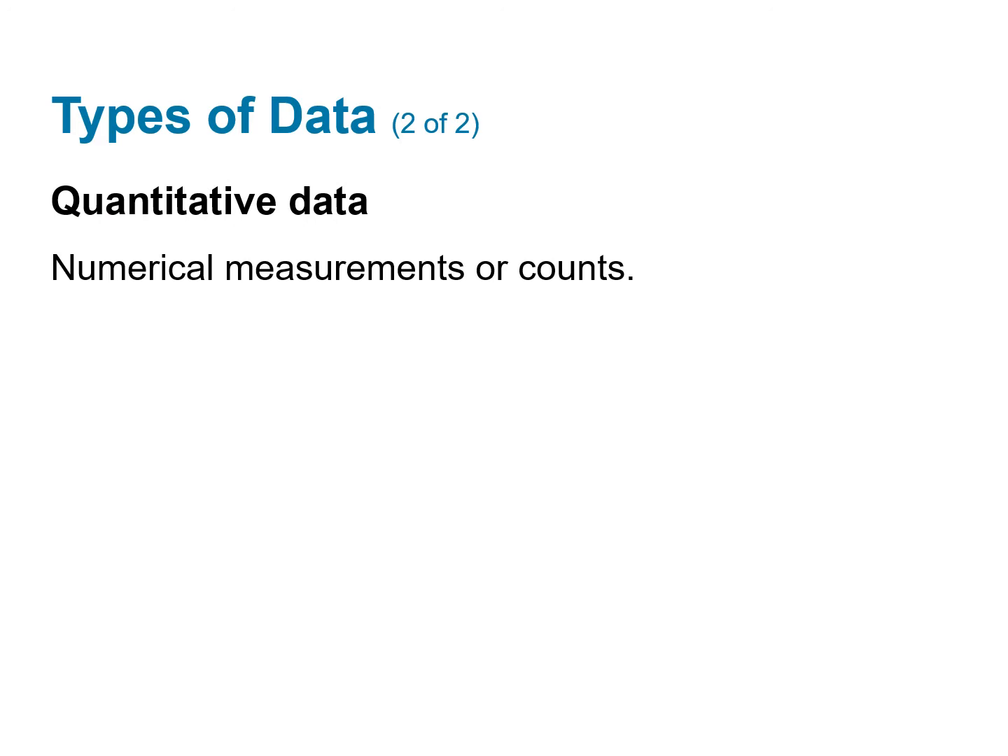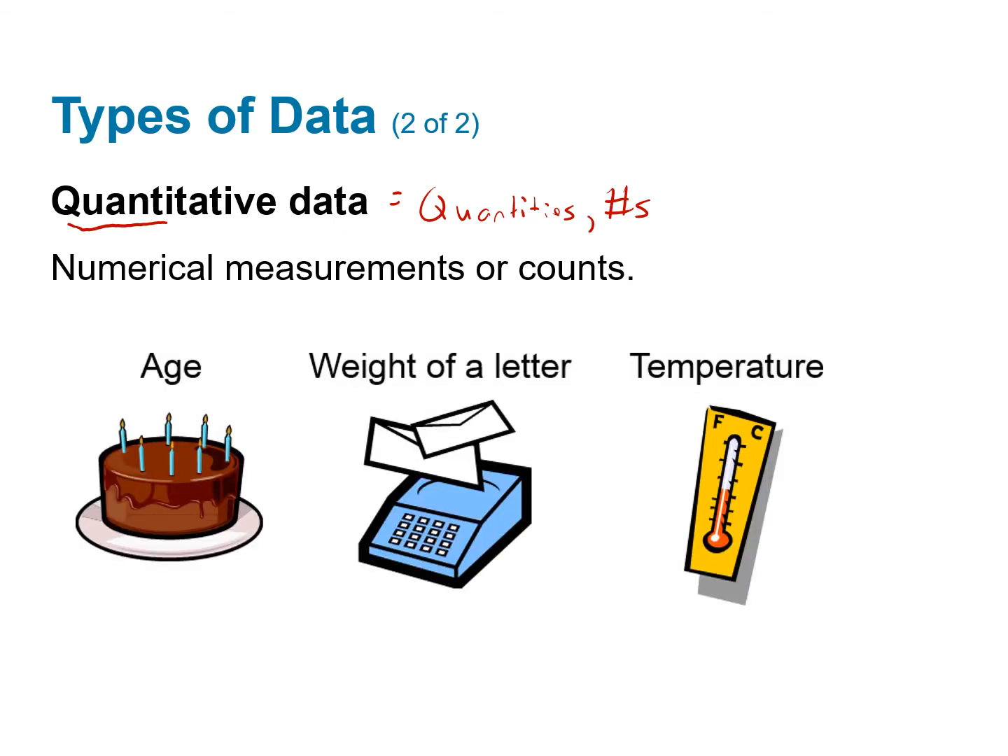And then the second type of data we have is quantitative data. So these are numerical measures or counts. These are quantities. So remember, easy way to remember this is quantities or numbers is that it starts with quant. So quantity, quantitative data. So some examples of quantitative data: age, weight of a letter, temperature, height. Those are all quantitative data.